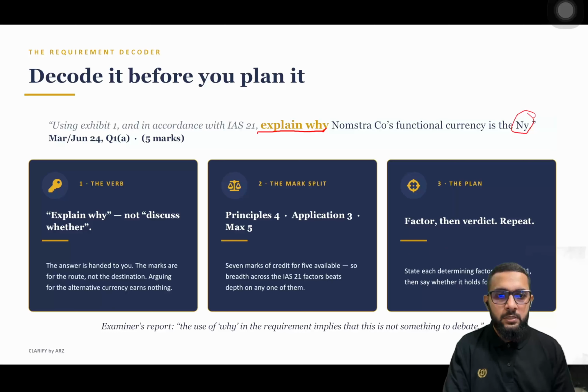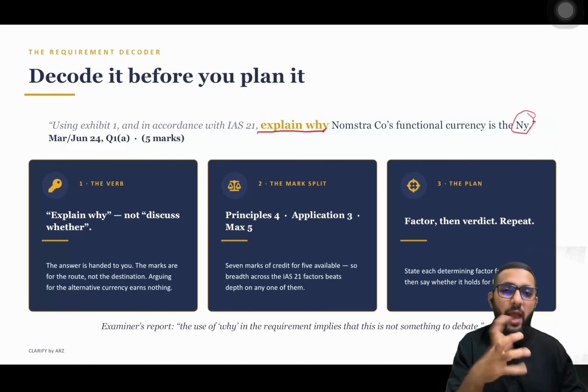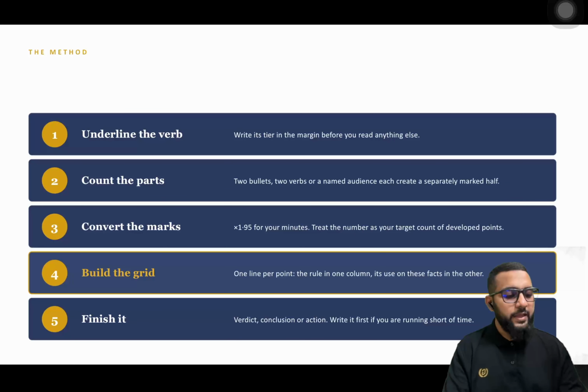All right. Okay, so that's what's important. Understand the verb, understand the requirement, decode what it requires you to do, and then you bring your answer plan. Because when they ask you why, examiners have concluded in their examiner report that it is not something you have to debate on. Okay, right. Then let's look at some examples.